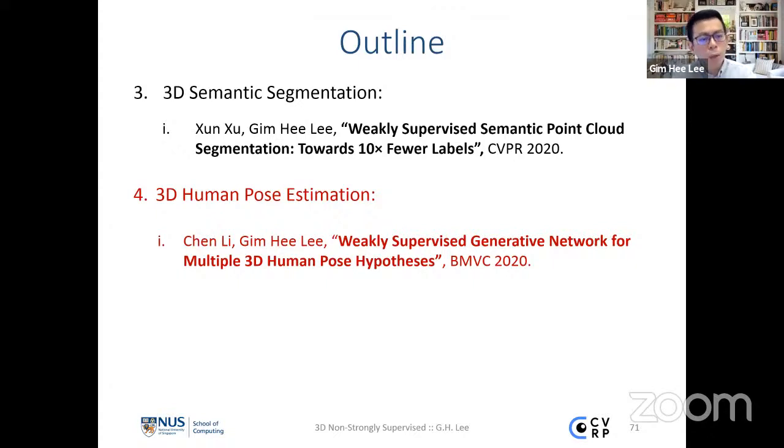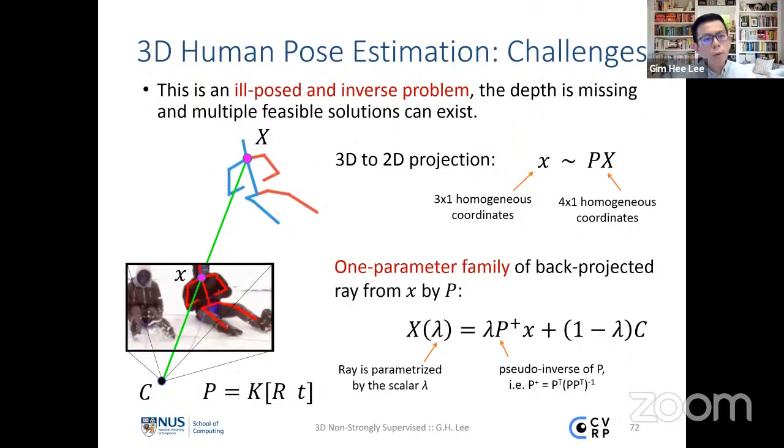Now, I'm going to talk about the last task that we are working on, which is the 3D human pose estimation, where we apply weak supervision to design a generative network for multiple 3D human pose estimation. So 3D human pose estimation is a very challenging problem. Essentially, what we want to do here is, given a 2D image which contains a human inside there, we want to lift the 2D skeleton pose of the human into the 3D structure or the 3D pose of the human that is seen in this particular image.